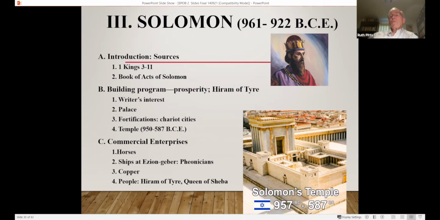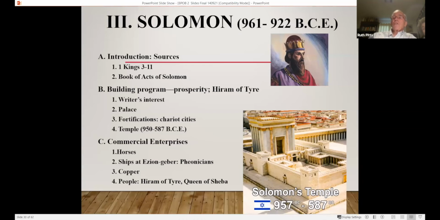The most important building is Solomon's Temple. And so that will last from the time it's built, 950, down to the time that the Babylonians destroy it. That's the first temple, or Solomon's Temple. And you can see it was the center of religion for those people for a long, long time.